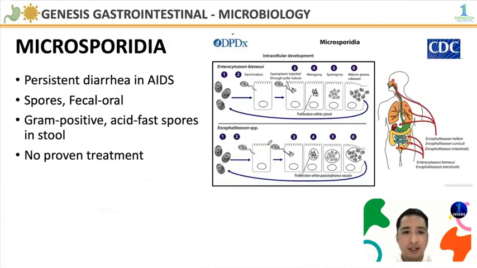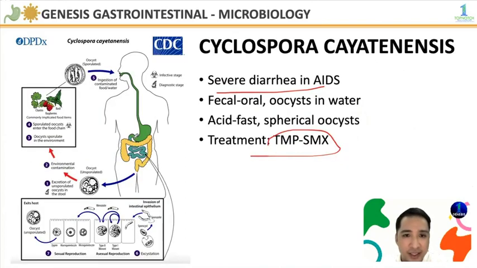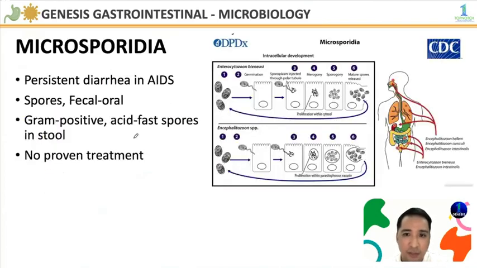Microsporidia. Microsporidia, again, they are persistent in AIDS patients. They contain spores, rather. They are transmitted via fecal-oral route, and there is no proven treatment for this. So again, Microsporidia, Cyclospora, Isospora belli, these are the important pathogens that you have to recall when you're talking about AIDS patients presenting with severe diarrhea.